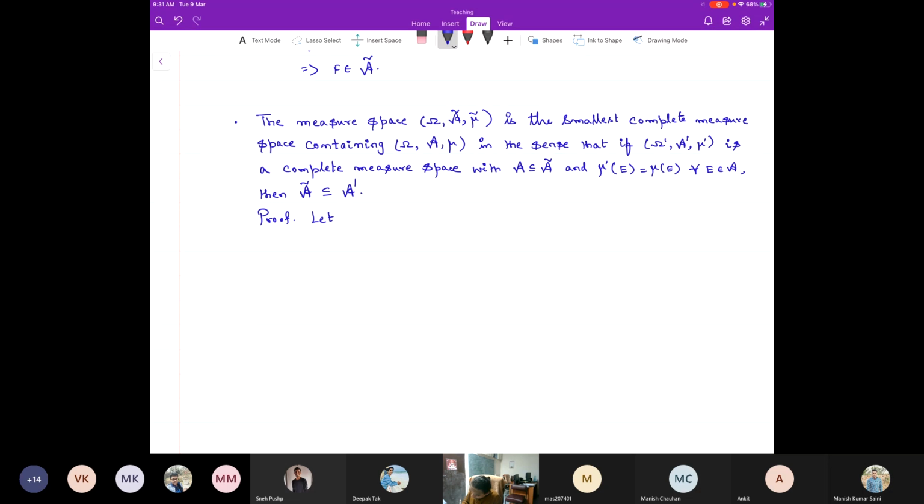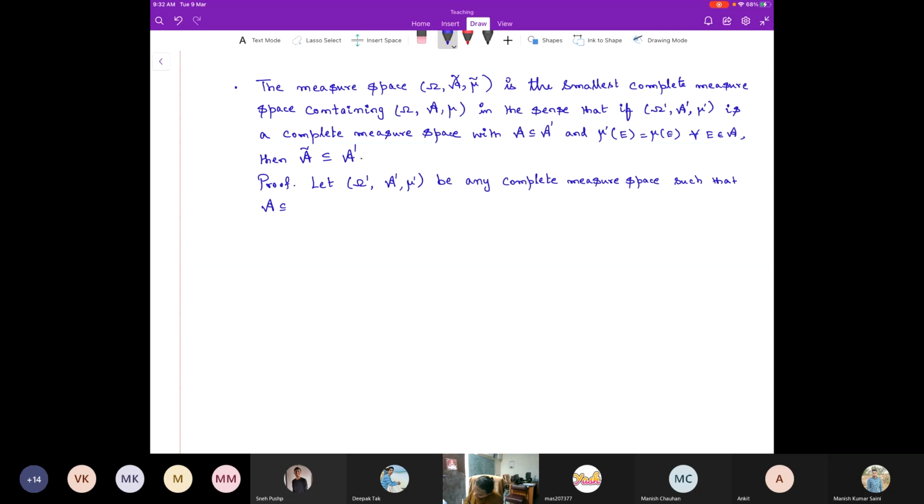So let omega dash, A dash, mu dash be any complete measure space such that A is contained in A dash and this mu dash restricted to A is equal to mu. Yes, so you have this.